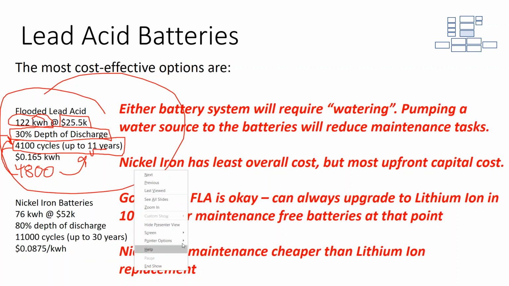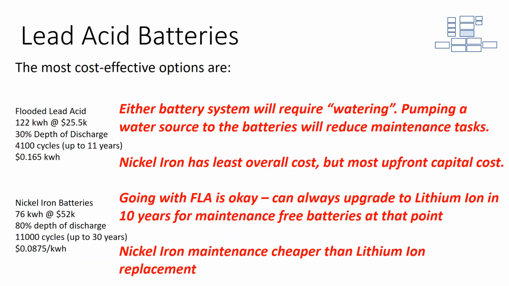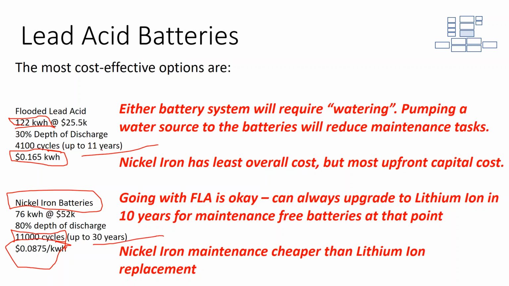But the short of it is that we're dealing with a 122 kilowatt hour flooded lead acid battery bank with a levelized cost of energy of about 16 cents a kilowatt hour, or we had this nickel iron battery with a levelized cost of energy of about 8 cents a kilowatt hour with substantially more cycles. So this is a 10-year battery, and this is a 30-year battery, and the 30-year battery costs twice as much as the 10-year battery. And so you could say, well, yeah, the nickel iron is the more cost-effective solution.